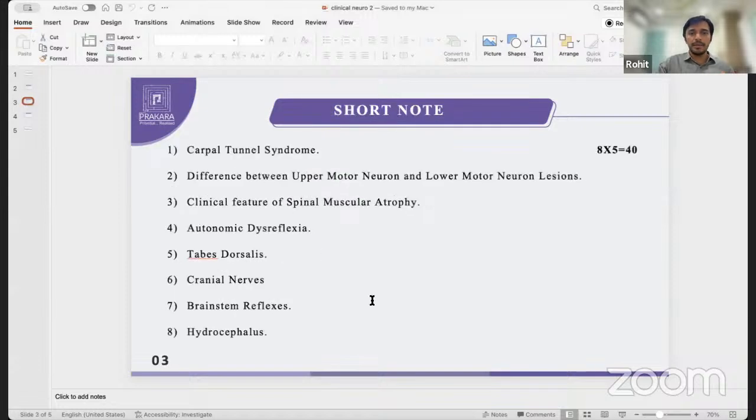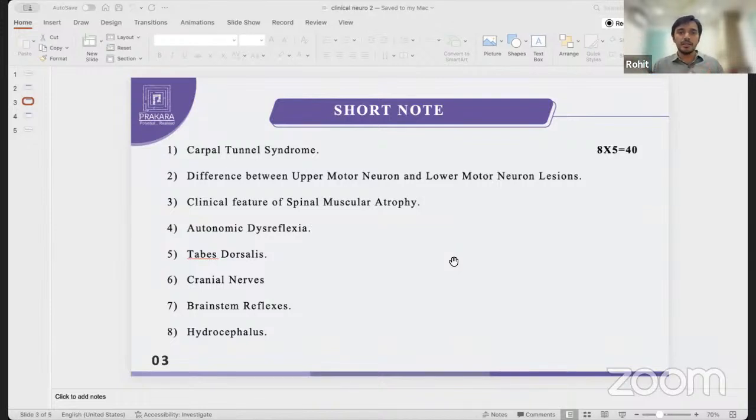Now let us rapidly discuss the short notes. The first one is carpal tunnel syndrome. Carpal tunnel syndrome is basically median nerve entrapment at the wrist. It is the most common entrapment neuropathy.